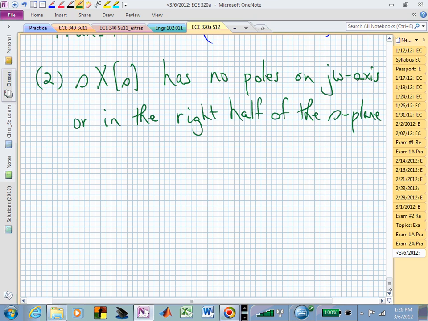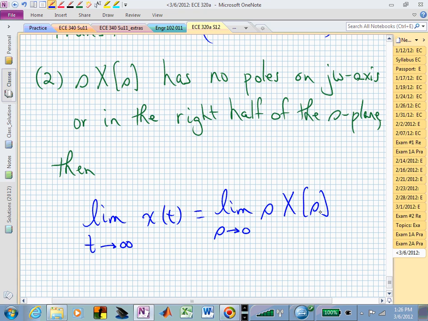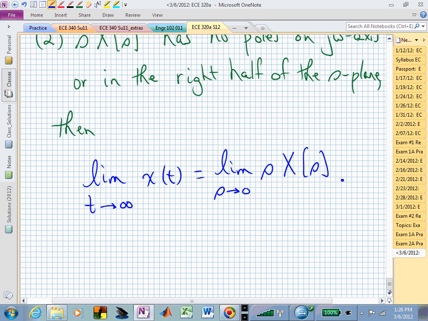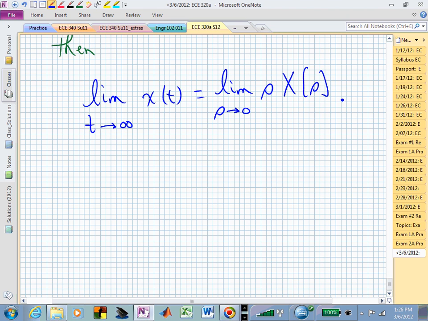If you have these two conditions satisfied, then we have the theorem. The limit as t goes to infinity of x of t, that's the final value of the waveform, we can find by simply letting s go to 0 of s capital X of s. That's going to be a lot easier than the inverse Laplace transform. All we have to do is multiply by s and let s go to 0 and see what we get. If we get a number, then we know where we're headed in terms of a final value.